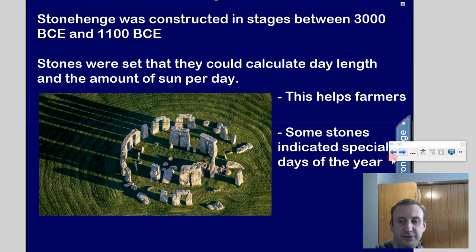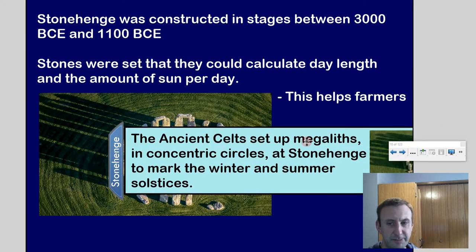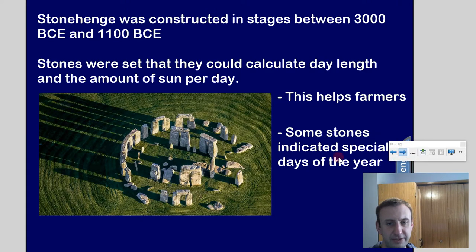One example of, again, ancient understanding and looking at the night sky is Stonehenge. It was constructed in early stages between 3000 BCE and 1100 BCE. Stones were set so that they could calculate day length and the amount of sun per day, which is, of course, really important for things like farming. So it helped farmers to figure out when to plant their crops and when to harvest their crops. And also some stones indicated special days of the year. So based on where the shadows ended up and what could be viewed through gaps between the stones, they could figure out when it was a good time to plant crops, etc. So the ancient Celts set up megaliths in concentric circles at Stonehenge to mark the winter and summer solstices. We're going to learn about that in just a second.